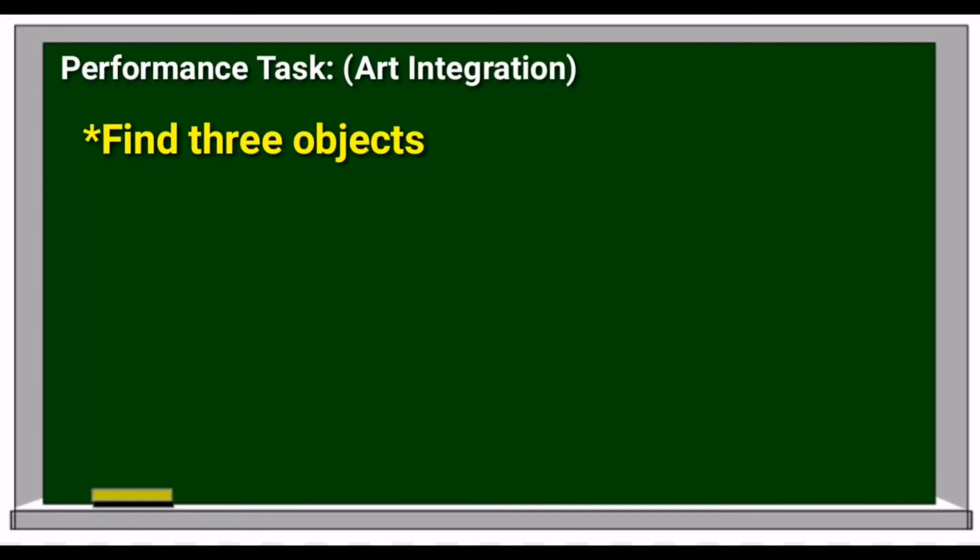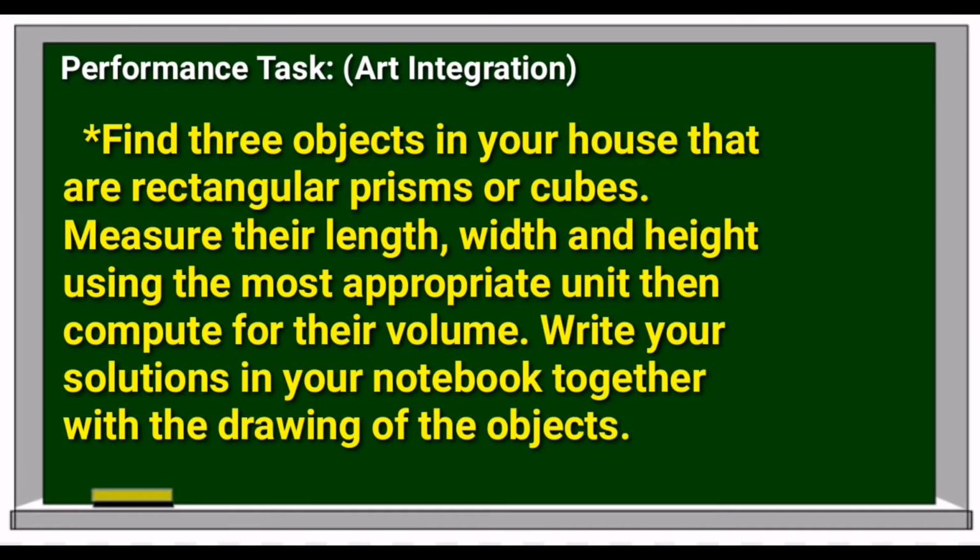For your performance task, find 3 objects in your house that are rectangular prisms or cubes. Measure their length, width, and height using the most appropriate unit, then compute for their volume. Write your solutions in your notebook together with the drawing of the objects.